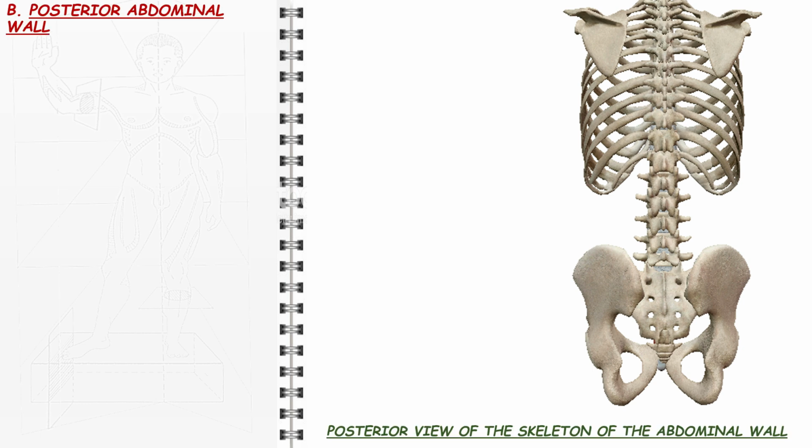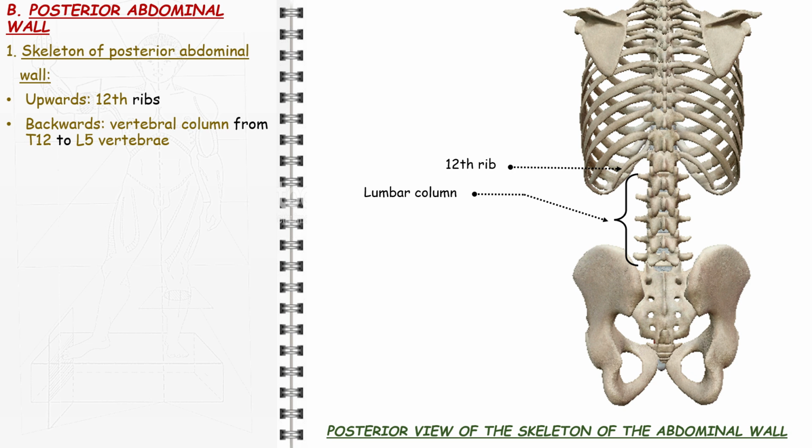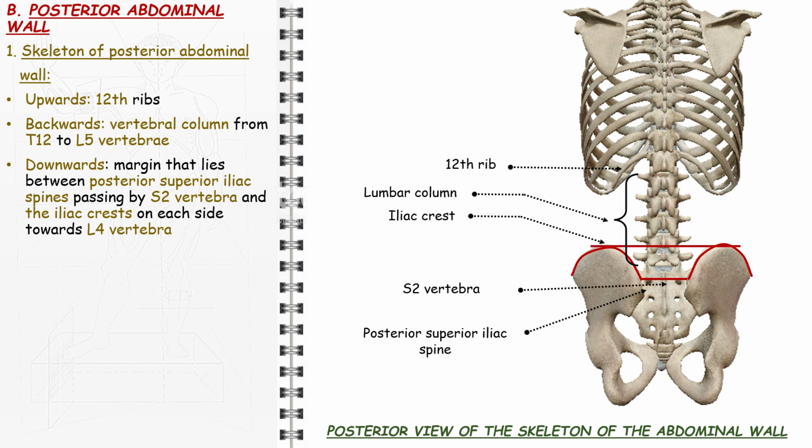The skeleton of the posterior abdominal wall consists of, upwards, the 12th ribs, backwards, the vertebral column from T12 to L5 vertebrae and, downwards, the margin that lies between posterior superior iliac spines passing by S2 vertebra and the iliac crests on each side towards L4 vertebra. On the surface, the intercristal line joins the 2 iliac crests and passes by the spinous process of L4 vertebra.